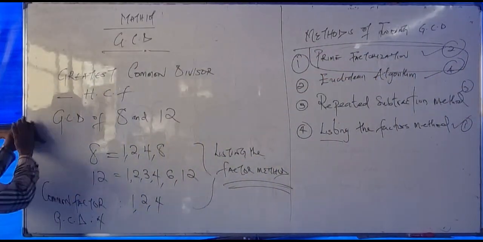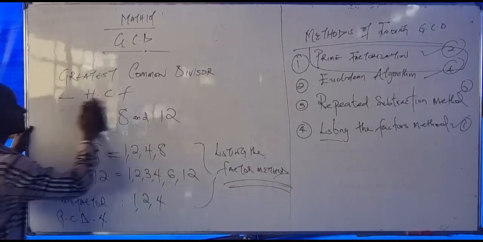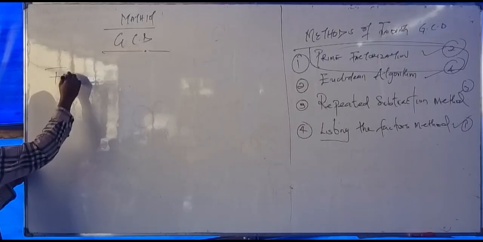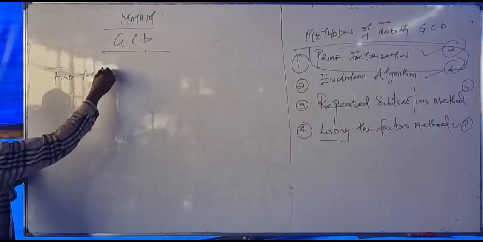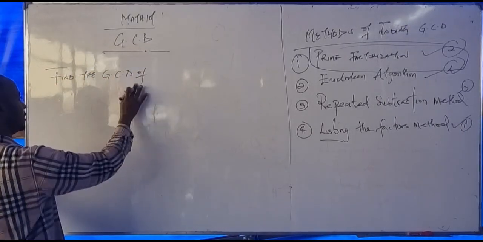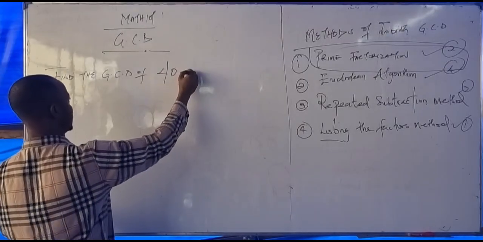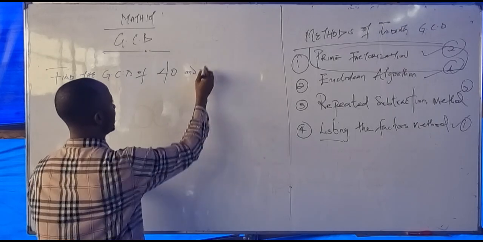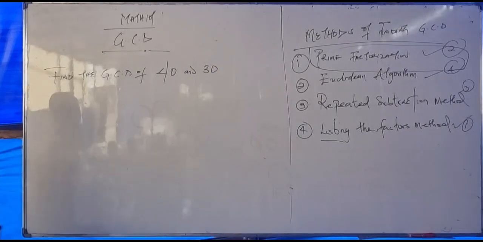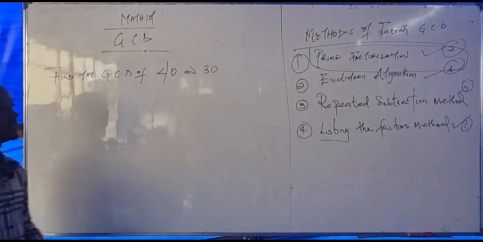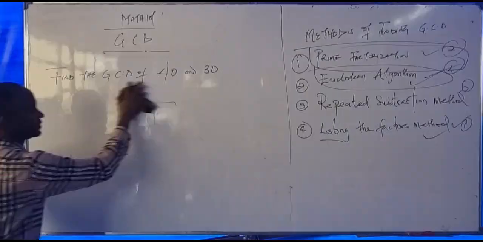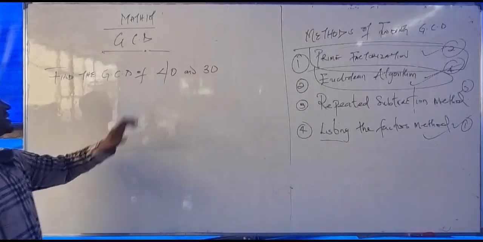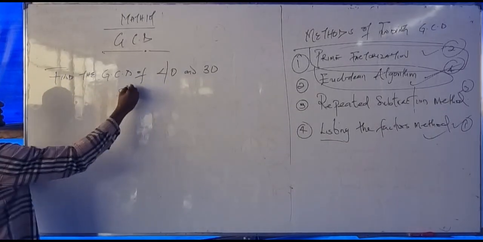If you have to find the GCD of 40 and 30 using the listing the factor method. Now let's find the GCD of 40 and 30. Solution to this.